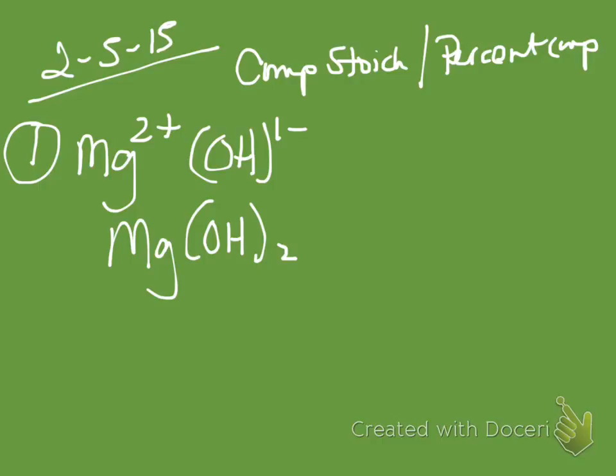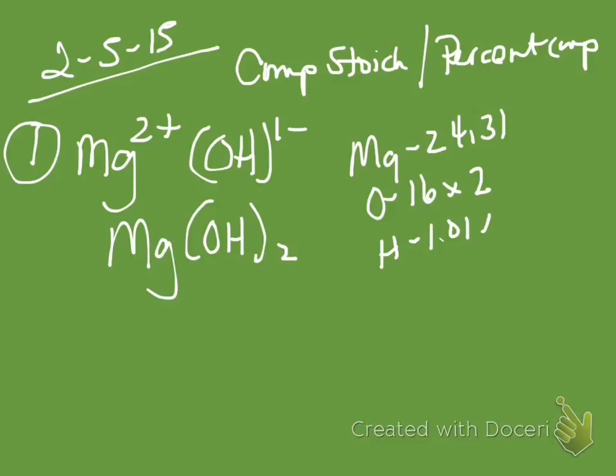So I had some magnesium hydrides, I had some magnesium peroxides, I had magnesium oxides, I had all kinds of interesting things. And I had a few magnesium hydroxides. So then we're going to total up the mass for that. Mg is 24.31. Oxygen, of course, is 16 times 2. Hydrogen, 1.01 times 2. And we get a total of 58.33 grams per mole.